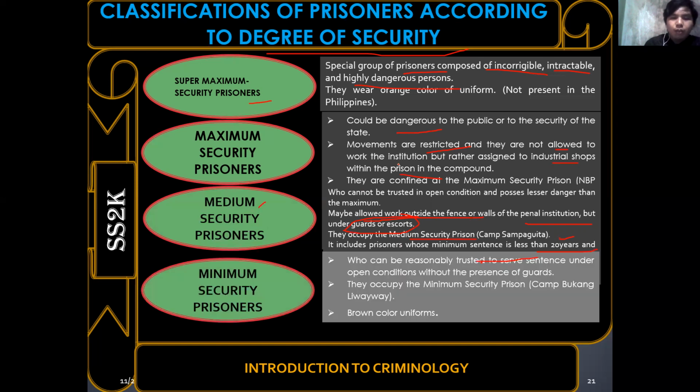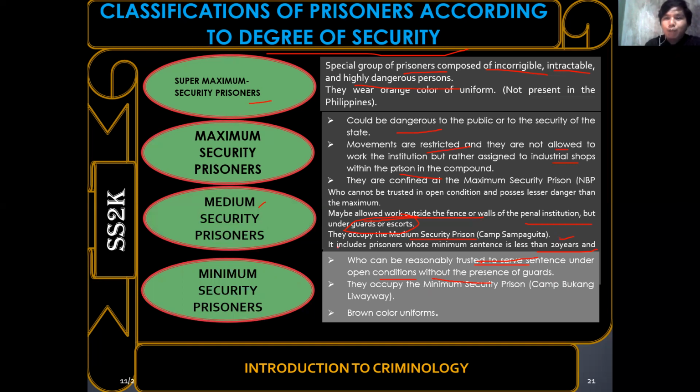Then, minimum security prisoners, those who can be reasonably trusted, pwede na magpagkatiwalaan to serve sentence under open condition, kahit walang bantay, no? Ay hindi mo na problema kung tatakas o hindi. Kasi kapag tatakas, dadami pa yung araw ng kanyang pagkakulong, di ba? So, yun yung mga malapit ng lumabas actually. They occupy the minimum security prison, Camp Bukang Liwayway. O, malapit ng lumaya, bumubuka na ang Liwayway or liwanag para sa kanila, di ba? So, ang medium is nasa Camp Sampaguita.